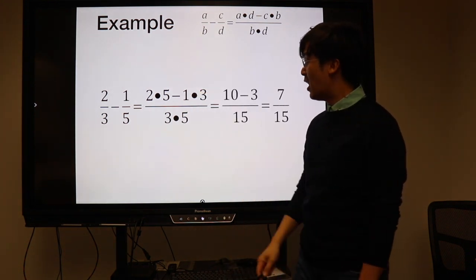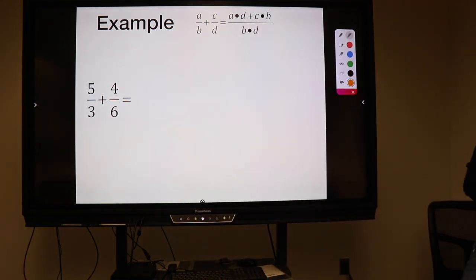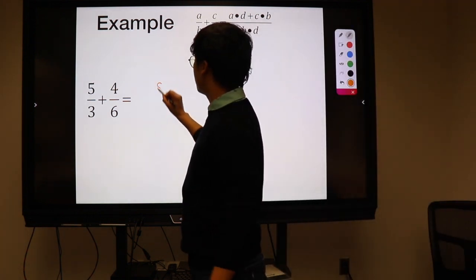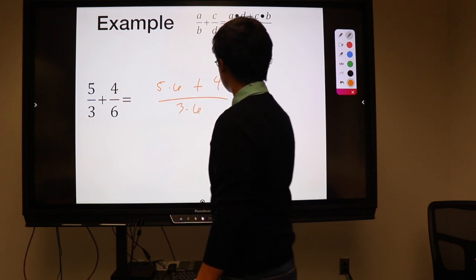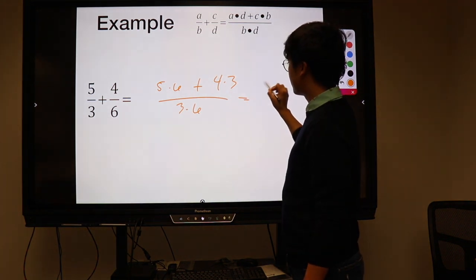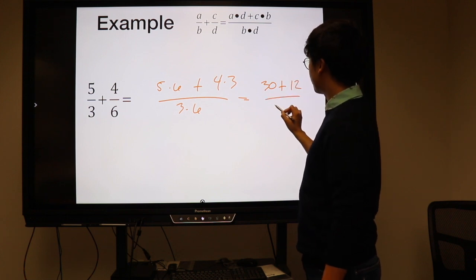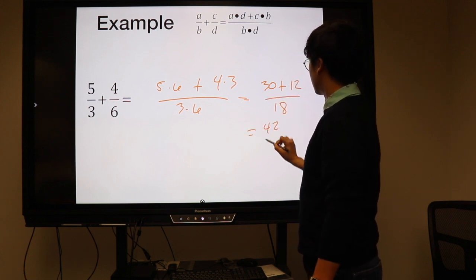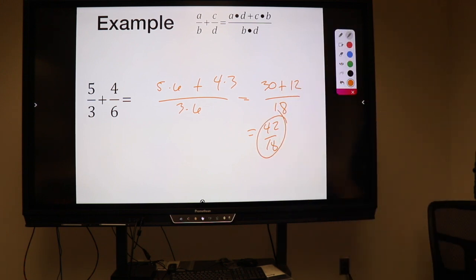As simple as this. So if I have this, can you please add this? Using the new technique that you've learned. So I'm going to multiply 5 and 6, right, and 4 and 3, and 3 and 6, which is, 5 and 6 is 30. 4 and 3 is 12, 3 and 6 is 18. 42 over 18. It's 42 over 18. I multiplied it differently. I thought it was 2. And I did 3.